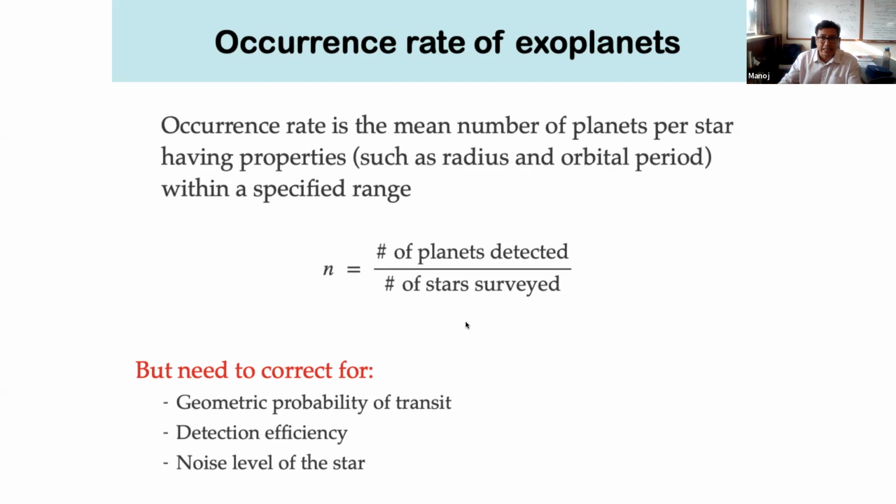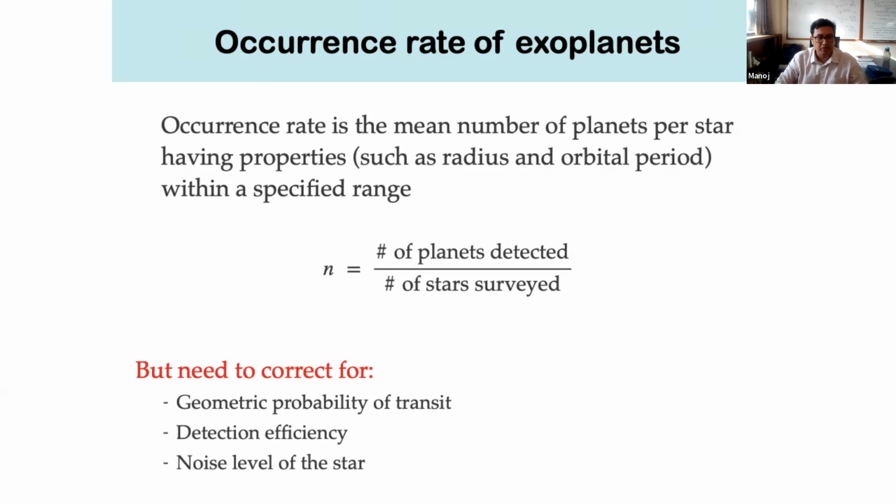For example, Kepler detected planets using what is known as the transit method. So you need to correct the observed number. You would have observed a certain number of planets, and you know how many stars you have surveyed, but you have to correct for the geometric probability of transit. This is easy to understand, right? If the orbital plane of the star and planet is edge-on to you, you know for sure that the planet will block light, and you will observe a transit. But what if it is face-on? The planet can keep going around, and you will not observe a transit. So you have to correct for the geometric probability of transit.